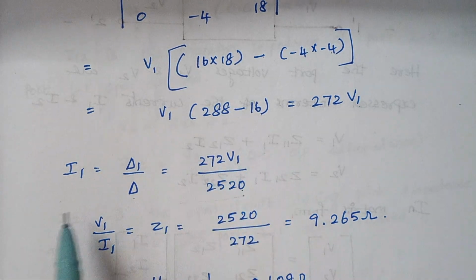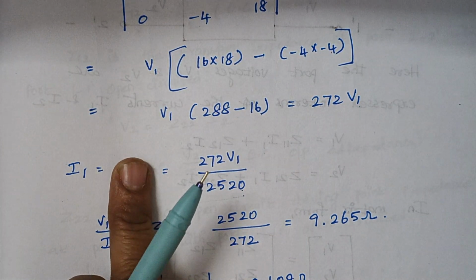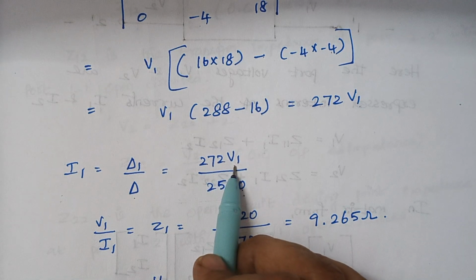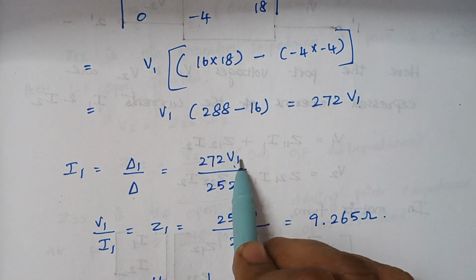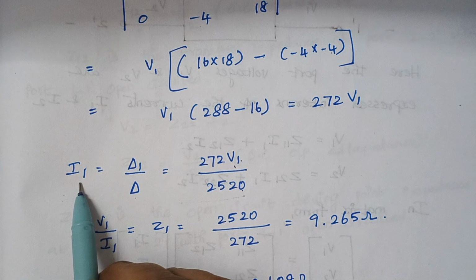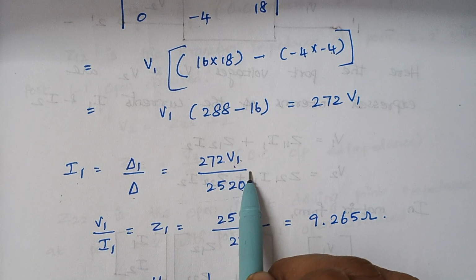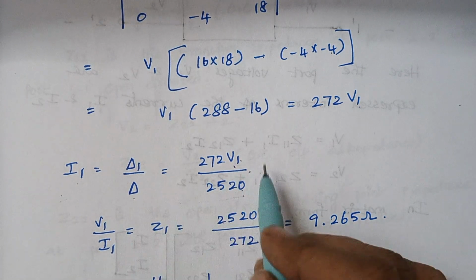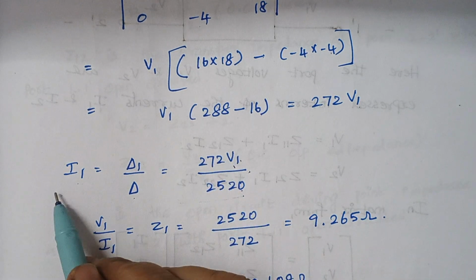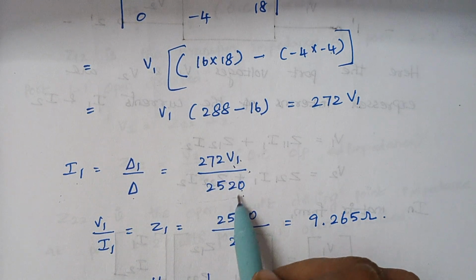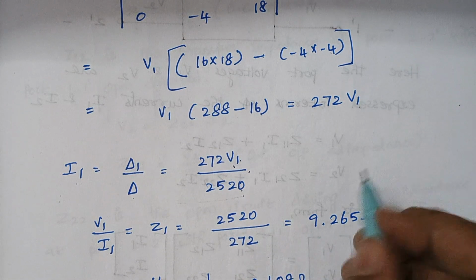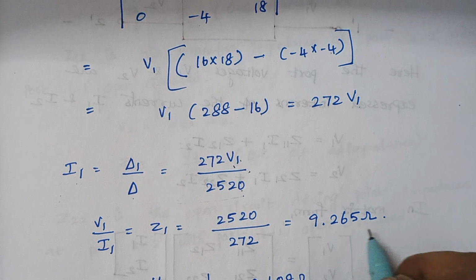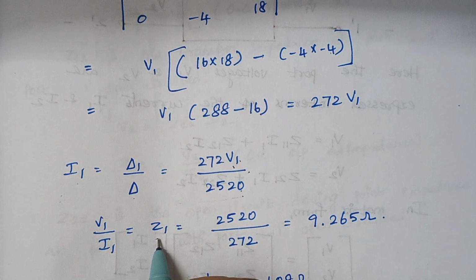So here, you just leave this. Look at these two terms. I1 and V1 are related. So what is the formula for impedance? It is V1 by I1. So just rearrange this expression. So V1 here, I am bringing this I1, so here it occupies the denominator part. So V1 by I1. So when you move these numbers to the left hand side, they just become the reciprocal. So here they become 2520 by 272. Therefore here the answer is 9.265 ohm. So this is your value of impedance.